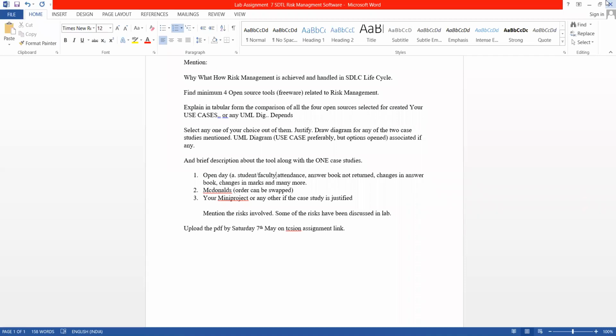Then of course in your mini project, you need to decide what the risks are. So you need to upload this PDF. Okay, you just write all these points in a Word document, or you can even write it by hand if that is easier. Draw diagrams and then make a PDF and upload it on the TCSIN link. So it will be very easy for us to evaluate and tell you where you can improve yourself. The previous assignments were already done in this format, so this will help you out.